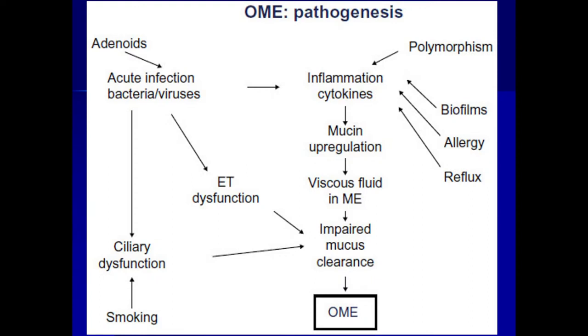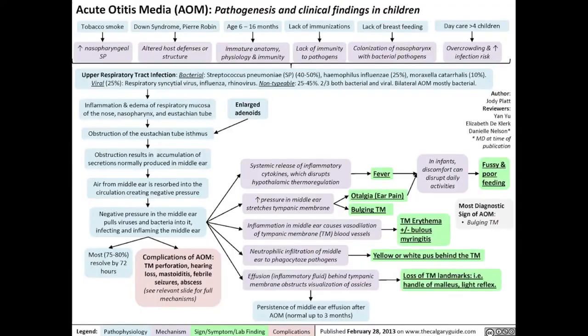Some other external factors lead to inflammatory cytokines: biofilms, allergy, and reflux. So a lot of factors may lead to inflammation in the middle ear, and finally to acute otitis media. For example, this scheme shows us tobacco smoke, Down syndrome, and Pierre Robin, age from 6 to 16 months, lack of immunization, lack of breastfeeding, daycare, more than 4 children.